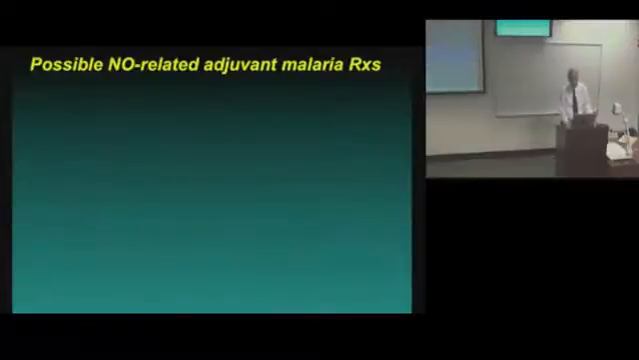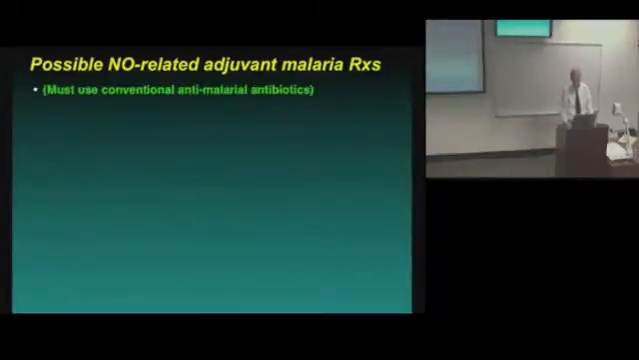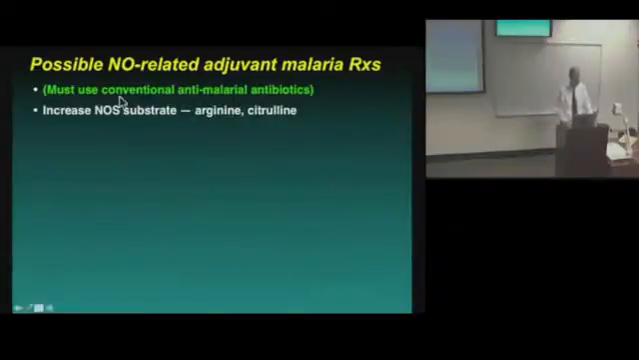The way I think about it, and I've listed things here, we do have some possible nitric oxide-related adjuvant malaria treatments. It's important to think that if you're going to do something to increase NO, it has to be in addition to the usual antimalarial treatments like artemethers, et cetera. One is you could increase the NOS substrate, like I've talked about, giving arginine or even citrulline. We've done that. We can increase arginine, we increase nitric oxide production. We haven't proven whether it helps the malaria yet, and those studies are going on now.